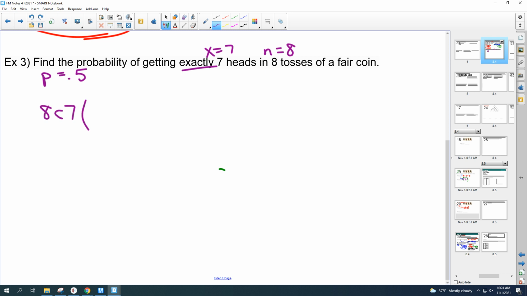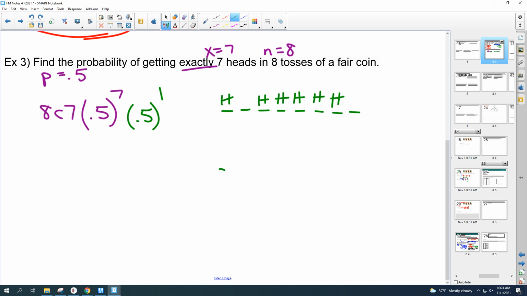8 choose 7, and it's 0.5, and we want 7 of them. So think about the failure. If it's not heads, then it must be tails. What's the probability of not heads, I guess? Also 0.5, and I want 1 of them. So there's 7 heads. Think about what that means. Basically, 1, 2, 3, 4, 5, 6, 7, 8. There are 8 tosses, and 7 of them are heads, and 1 of them is tails.